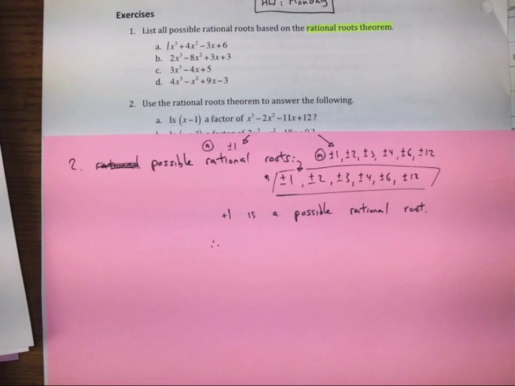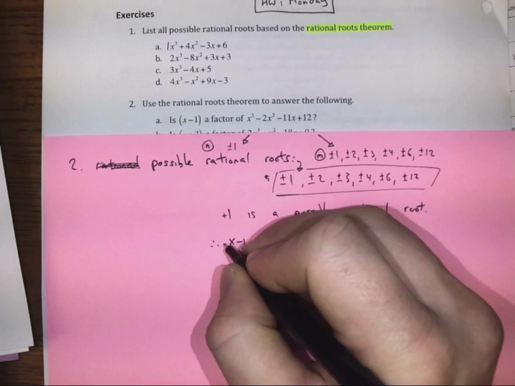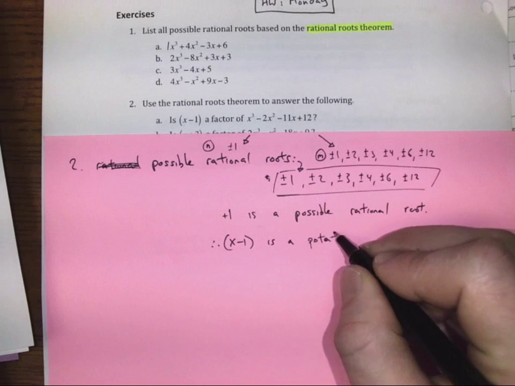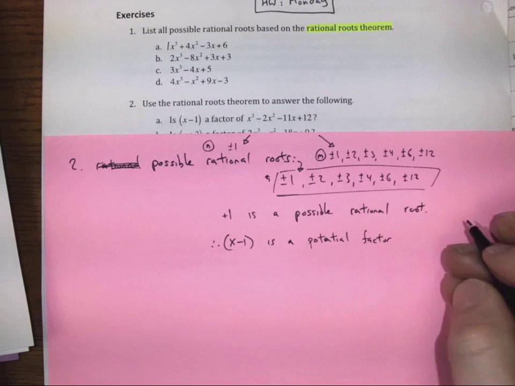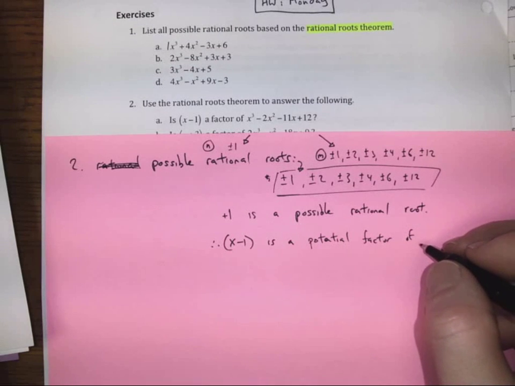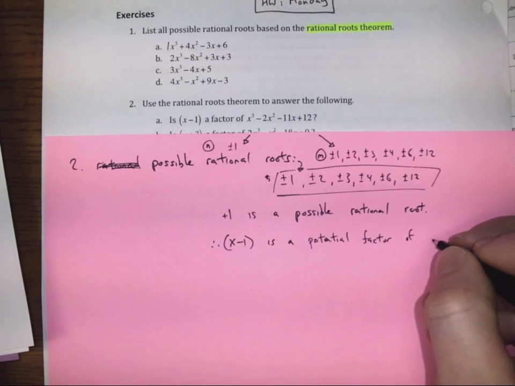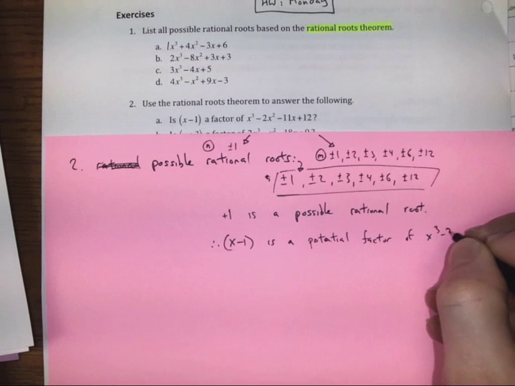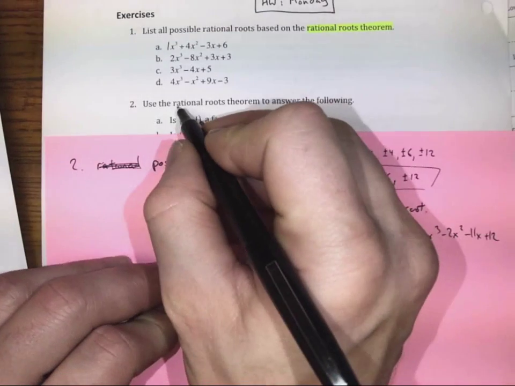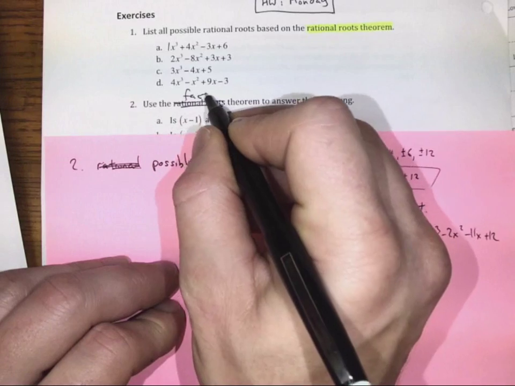Therefore, x minus 1 is a potential factor of x cubed minus 2x squared minus 11x plus 12. This isn't meant to say use the rational roots theorem to answer this. It's meant to say use the factor theorem to answer this. However, it should actually say use the factor theorem.